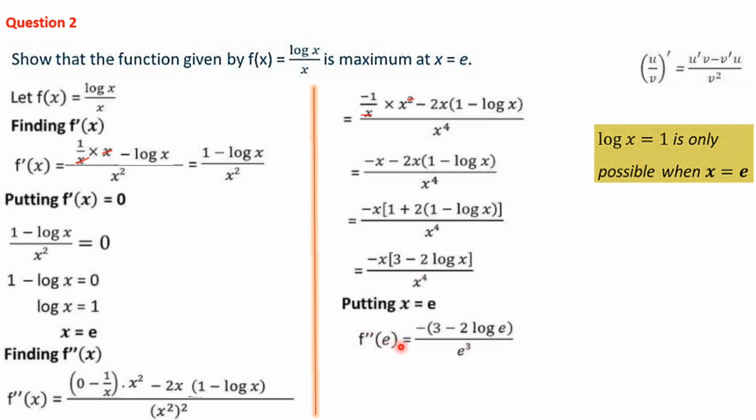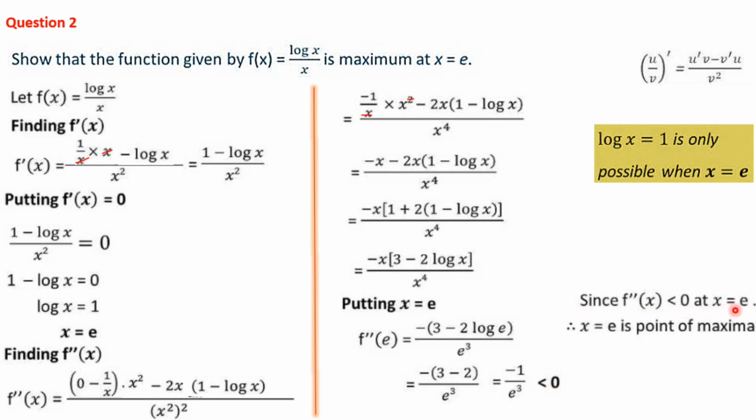F double dash e is equal to minus, that e was there, that is gone, cancelled. 3 minus 2 log e divided by e cube. That is minus, here 3 minus log e is 1. That means 2 into 1 is 2. So minus 3 minus 2 by e cube. That is minus 3 minus 2 is 1. So minus 1 divided by e cube, and clearly it is less than 0. So f double dash x is less than 0 at x is equal to e. So x is equal to e is the point of maxima.